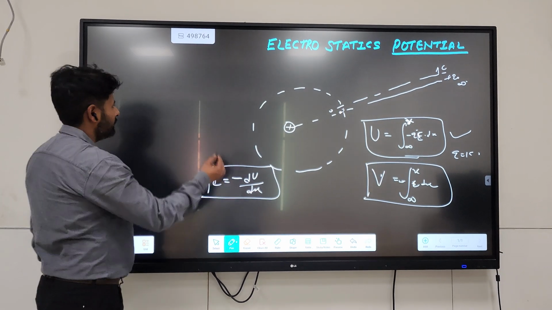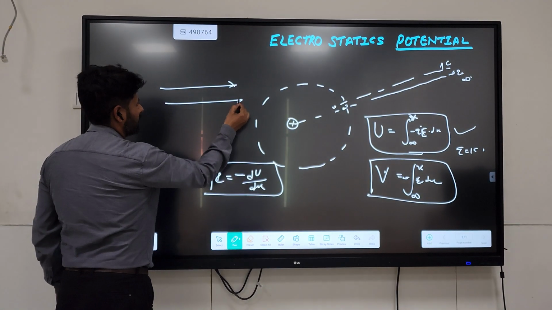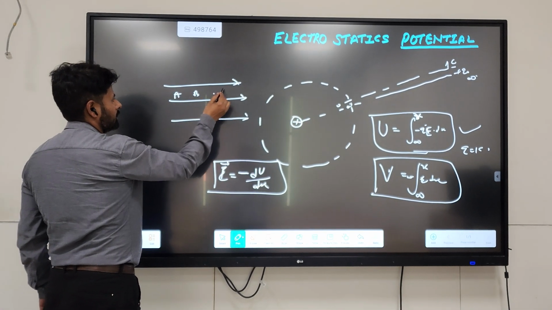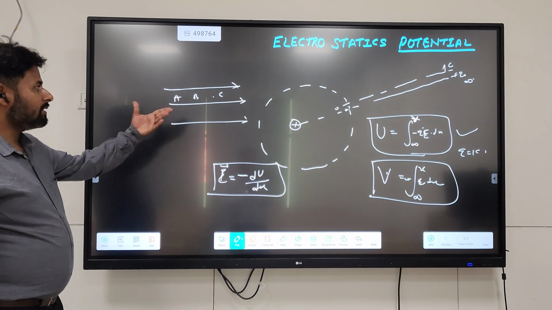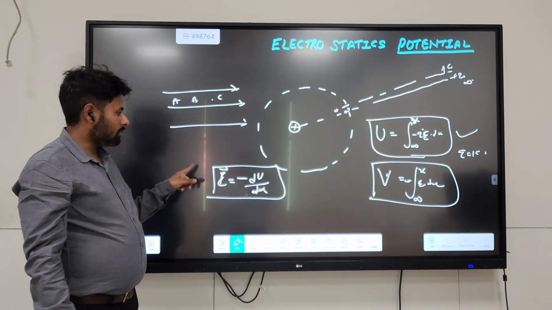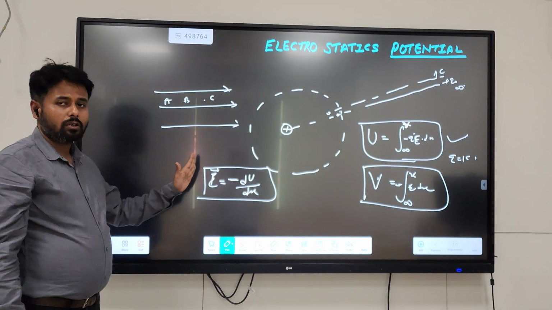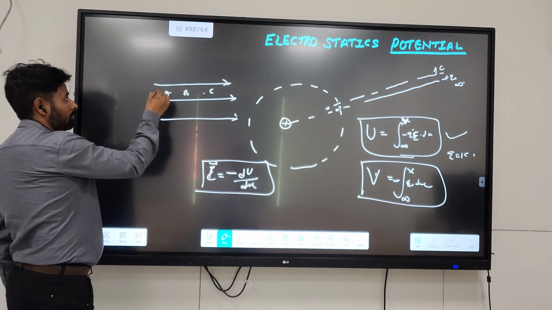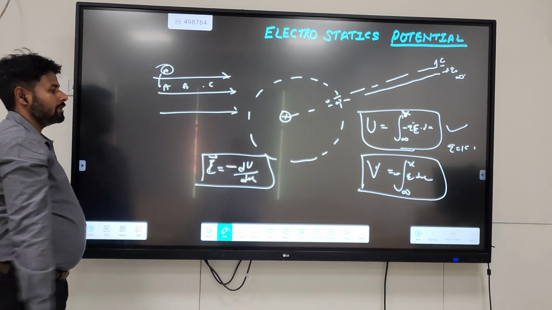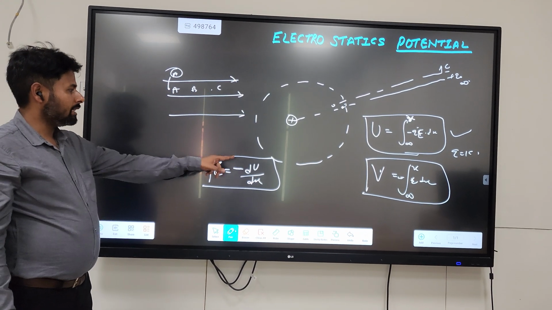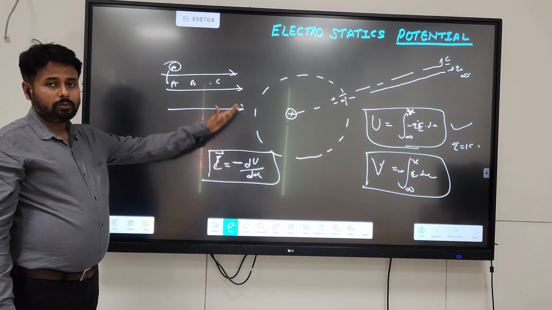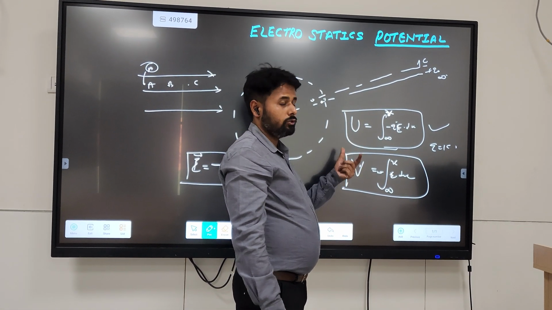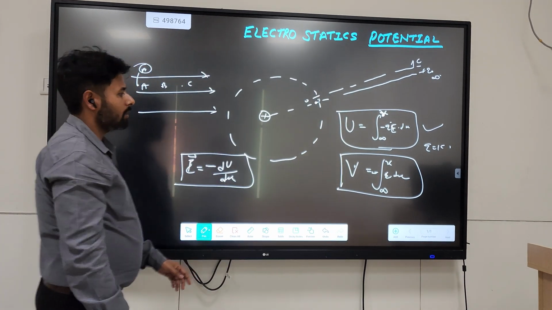This is the direction of the electric field. If I ask you, there are 3 points A, B and C, at which point will the electric potential be high? The electric potential decreases along the direction of the electric field, so point A will have the highest electric potential. So electric potential is the work done per unit charge, the work done to bring 1 coulomb of charge.